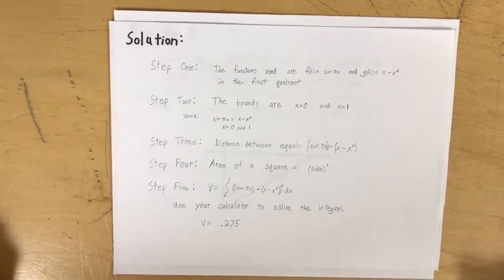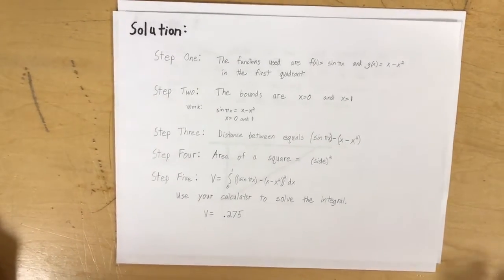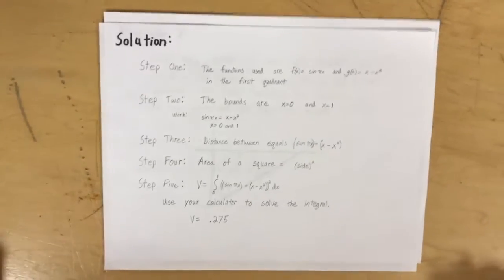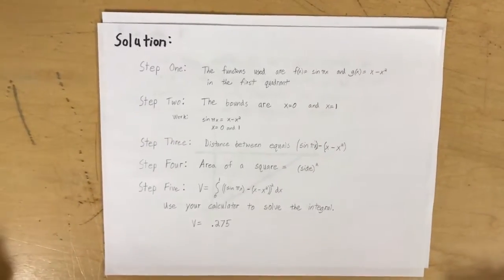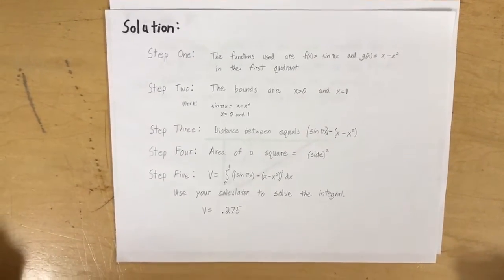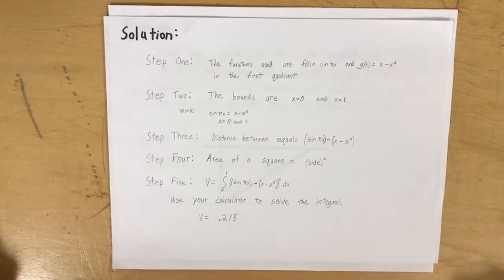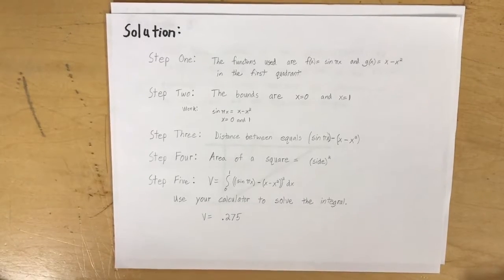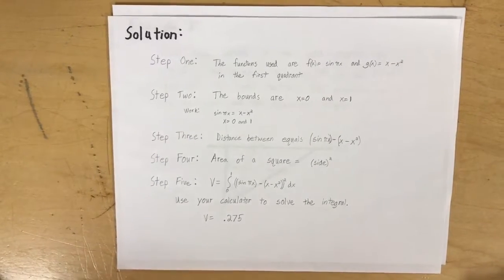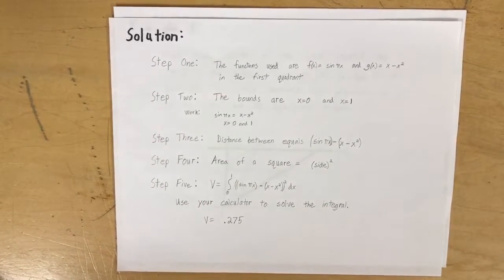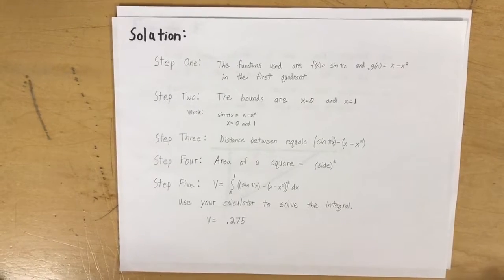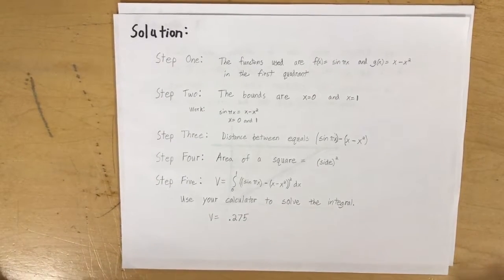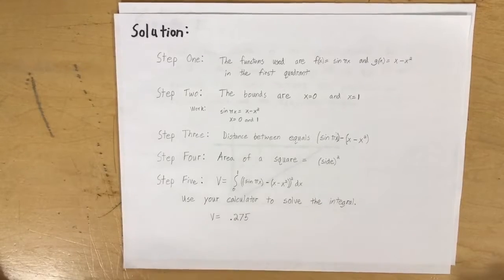Solution. Step 1. The functions used are f of x equals sine of pi x and g of x equals x minus x squared in the first quadrant. Step 2. The bounds are x equals 0 and x equals 1. This is the work for finding the bounds. Step 3. Distance between equals sine of pi x minus x squared. Step 4. Area of the square equals side squared.